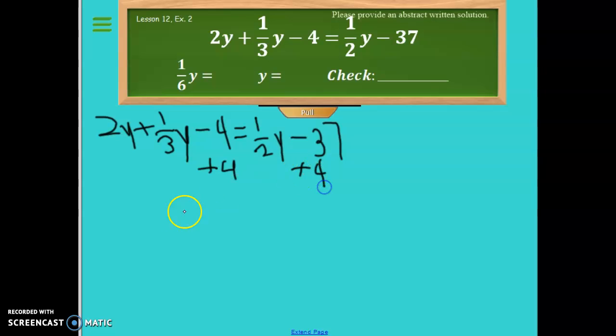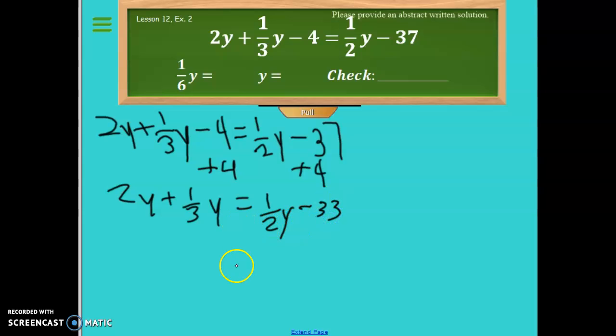So I'm going to add 4 to both sides, and that's going to leave me with 2y plus 1/3 of y equals 1/2 of y, and a minus 37 and a plus 4 is going to leave me with a minus 33. Okay. All right, so now I've isolated variables to one side, but I need to get rid of this fraction on the other side. So I need to get rid of this 1/2.